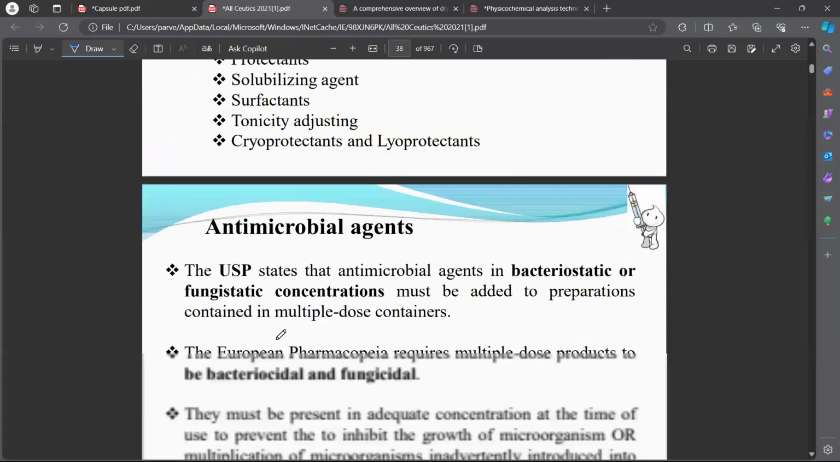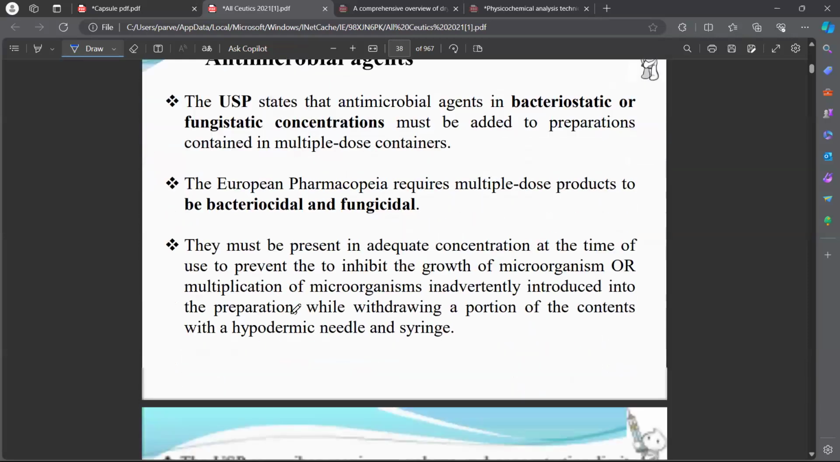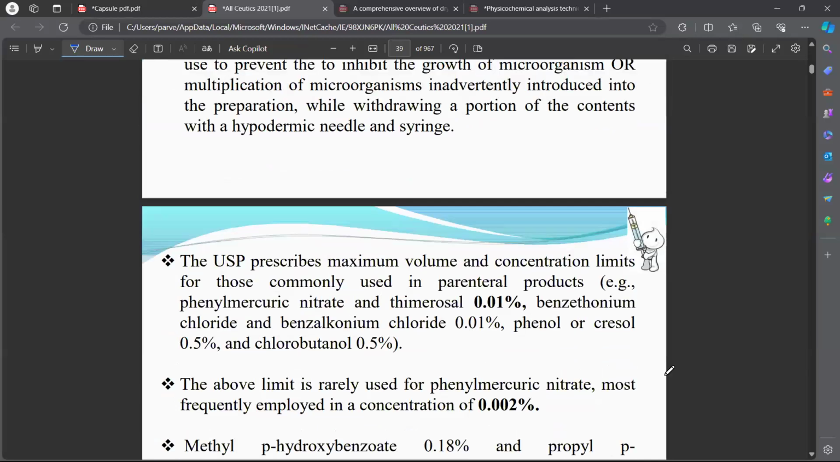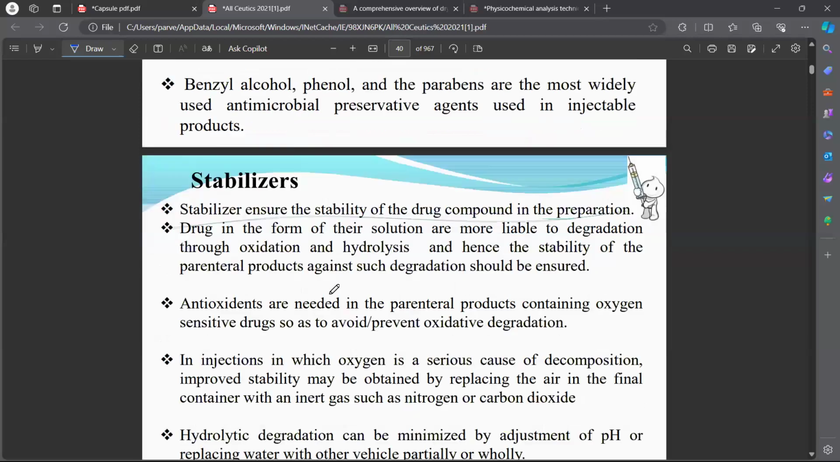Additives, as I mentioned, include antimicrobial agents, which are generally added to prevent the growth of microbial agents. Examples used are 0.01% benzethonium chloride, 0.01% benzalkonium chloride, phenol, cresol, chlorobutanol. Next, among the mercuric compounds, phenyl mercuric nitrate is most frequently employed, used at 0.002 percent, because it contains mercury, so it is used in very low concentration.